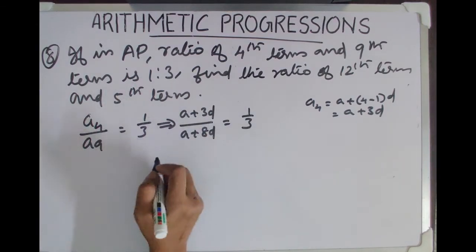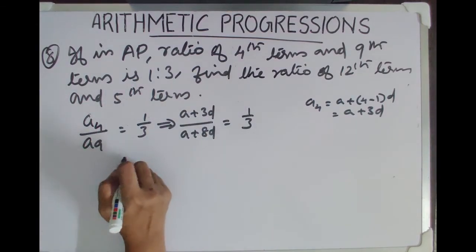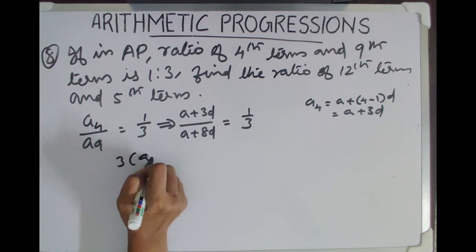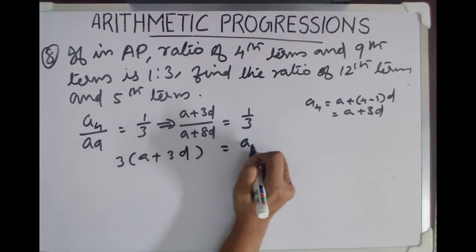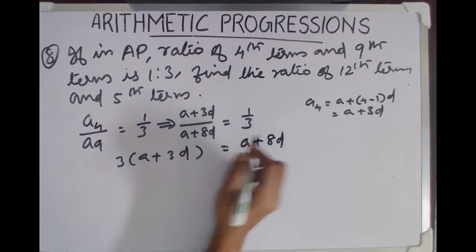We cross multiply these terms, then (a plus 3d) into 3, that is 3 into (a plus 3d), equals a plus 8d.